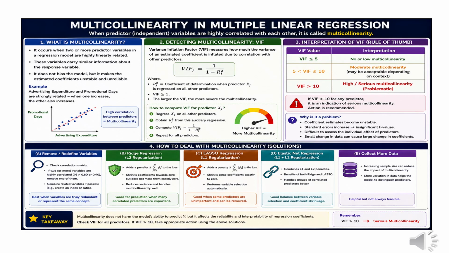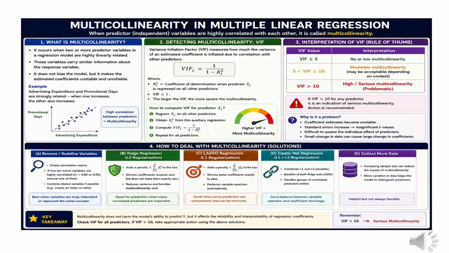Ridge regression adds an L2 penalty and shrinks the coefficients toward 0. Lasso regression uses an L1 penalty and can shrink some coefficients exactly to 0, which can also help with variable selection. Elastic net combines the L1 and L2 penalties and can be particularly useful when we have groups of correlated predictors. So, our overall approach is: fit the model, check VIF.